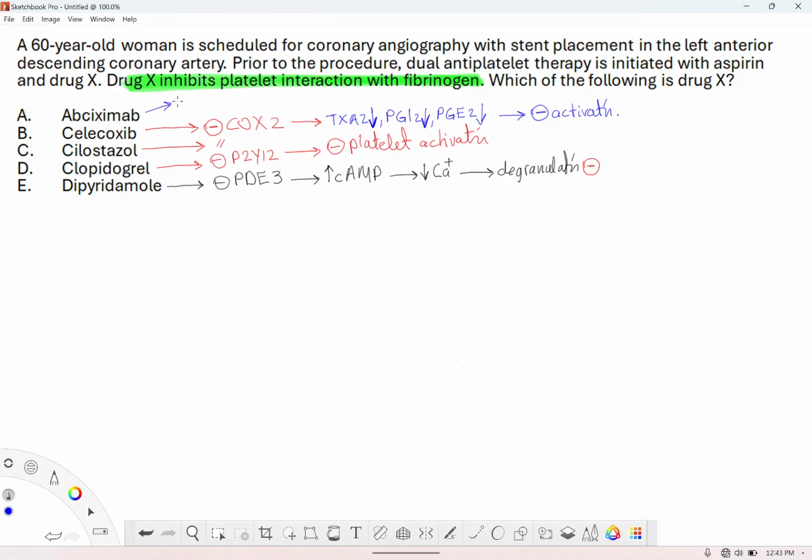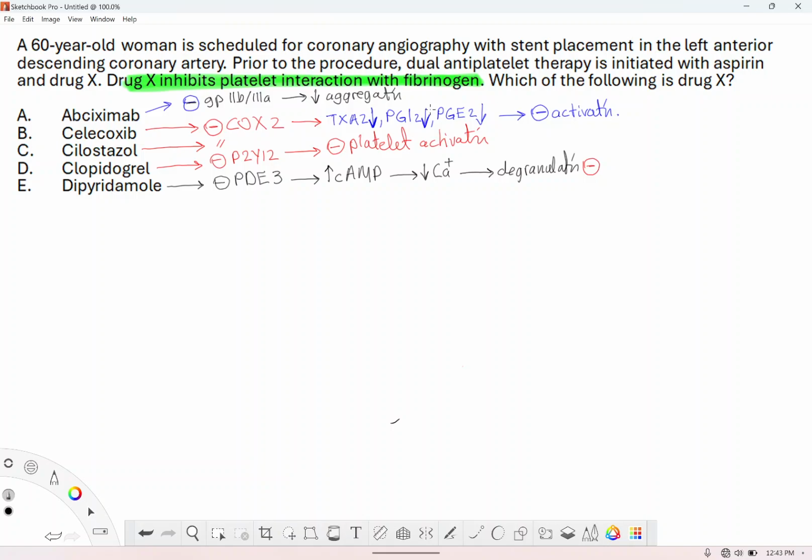So, abciximab is a monoclonal antibody. Okay, it's a synthetic antibody that blocks glycoprotein 2b3a. Okay, if you block glycoprotein 2b3a, this leads to decreased aggregation. Normally, it's responsible for aggregation of platelets. If you block it, it will block platelet aggregation. Therefore, there will be no thrombus formation.